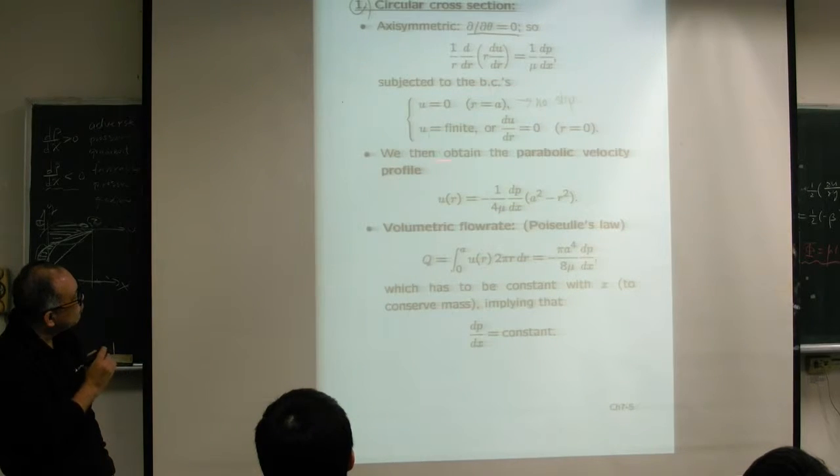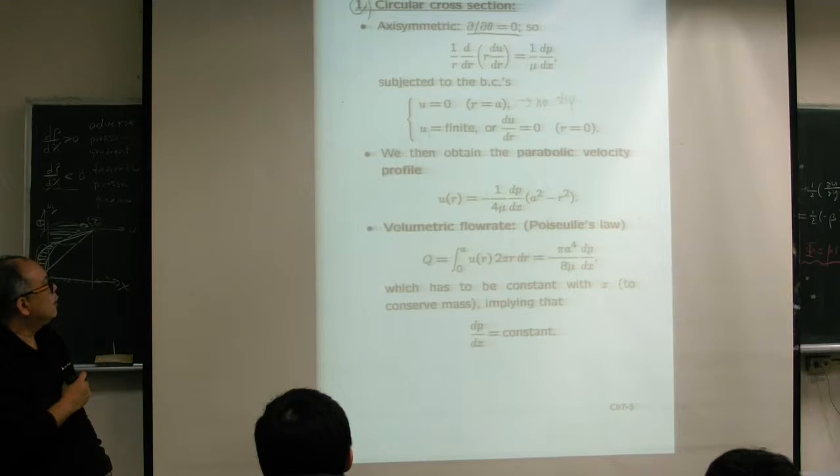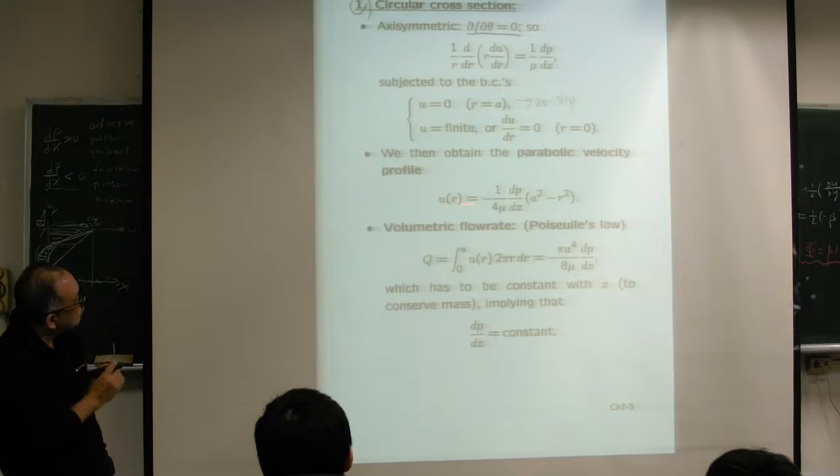This is the parabolic velocity profile. So u is a function of r only, with minus 1/4 mu dp dx, and a is our radius, the radius of our tube. r is the coordinate. With different r locations, you can find the velocity at any r location. That's the velocity profile you have. It's a function of r.